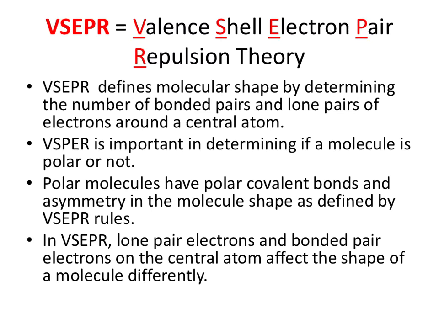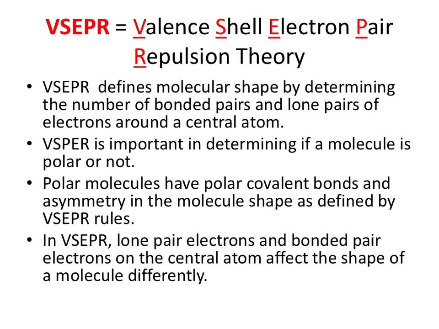So we need to understand how to determine the molecular shape, and we're going to use VSEPR rules to help us define that. So here are quickly the rules. Polar molecules have polar covalent bonds and an asymmetric molecular shape as defined by VSEPR. In the VSEPR model, lone pair electrons and bonded pair electrons on a central atom affect the shape of a molecule differently. And by applying VSEPR rules, we can determine what the shape of a molecule is around a central atom.